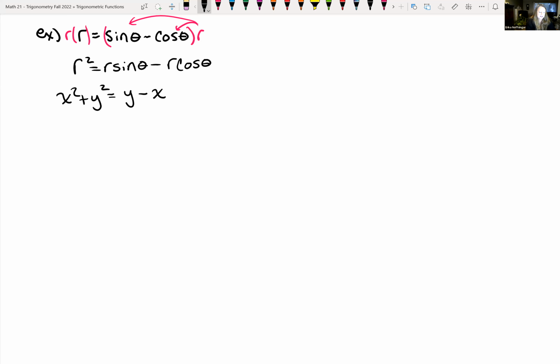I notice here that this is a circle. If they wanted me to graph this, this is how I would go about it. I would add x to both sides, so I get x squared plus x. I'm going to want to complete the square here, plus y squared minus y. I'm going to want to complete the square for my y terms, is equal to 0.